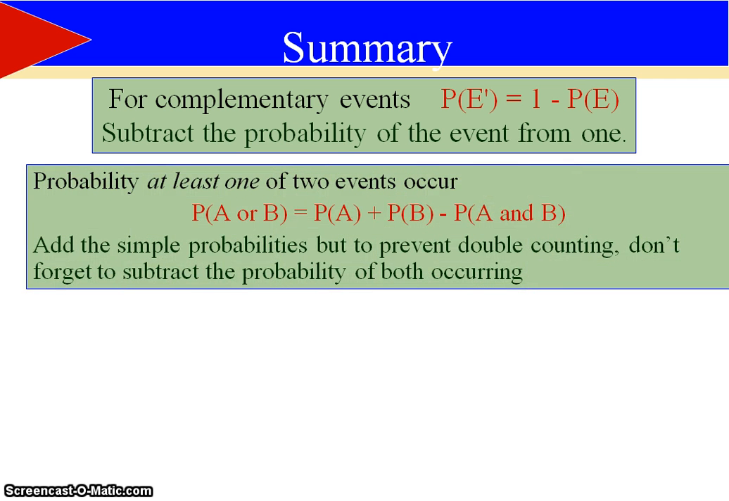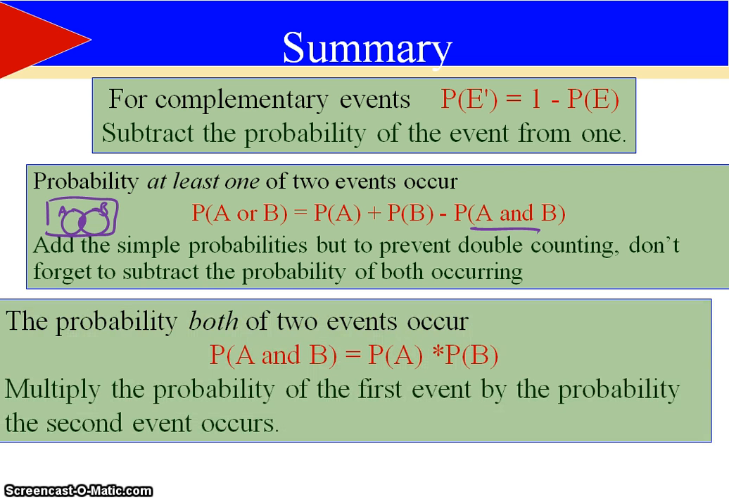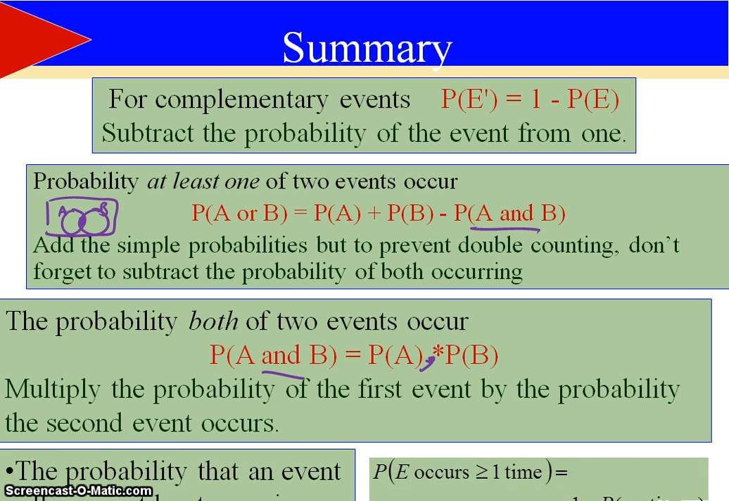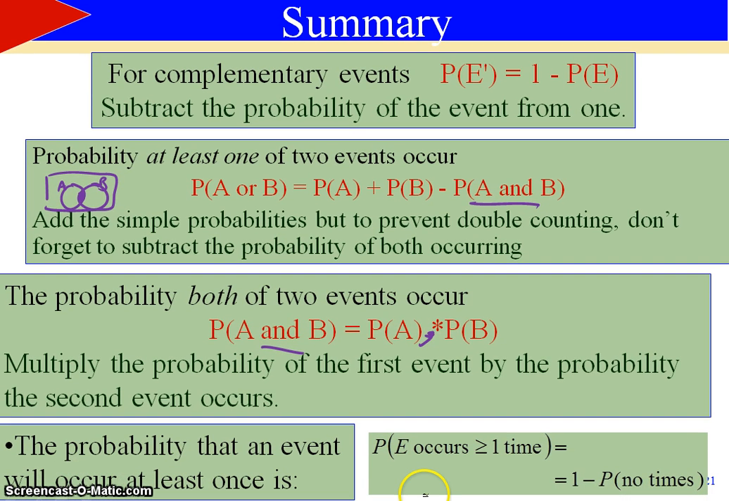Okay, at least one of the events, A or B. If it's or, you do the probability of A plus the probability of B and subtract off that overlap. So you have A and B, and you counted this intersection part twice, so we're going to subtract it off once: the probability of A and B occurring. If it's A and B, we are going to multiply. And then the probability that an event will occur at least once is 1 minus the probability that it occurs no times.